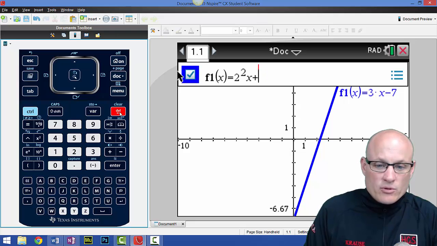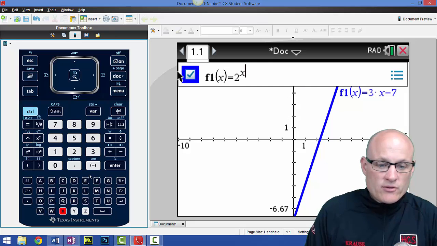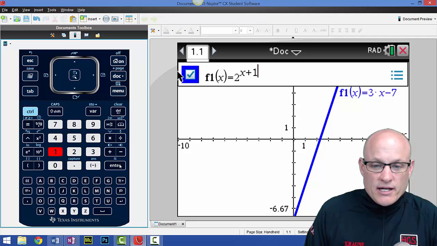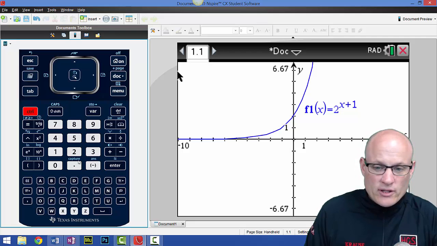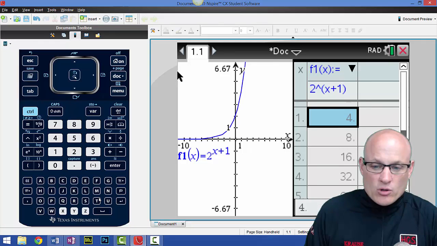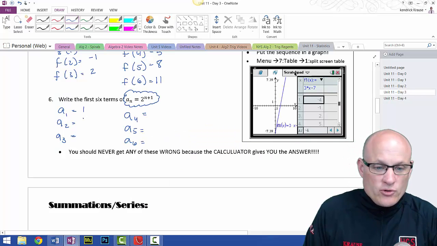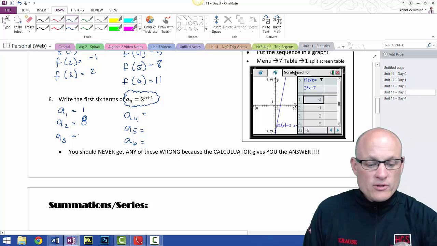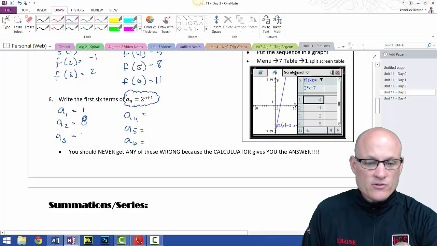Of course, that didn't work. I hit the wrong button. 2 raised to the x plus 1. And I hit enter. Of course, it's an exponential function, so you should have known it was going to look like that. And then 1 is 4, 2 is 8, 3 is 16 and 32. So 16, 32, 64, and 128.